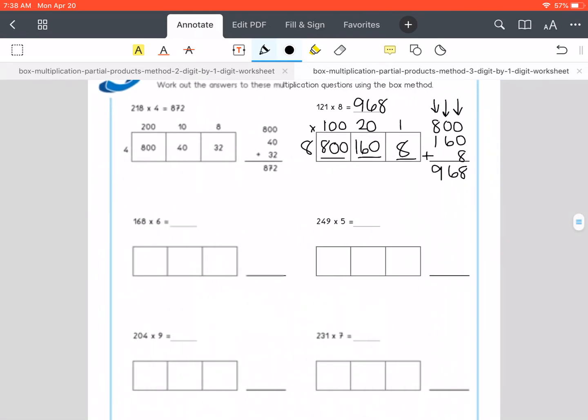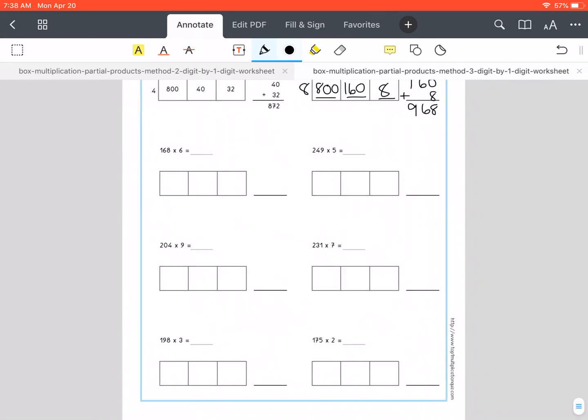Okay, again for this page, there's 6 more problems to do. I want you to choose 3. So pick 3 problems and complete those, and if you have any questions, please let me know.